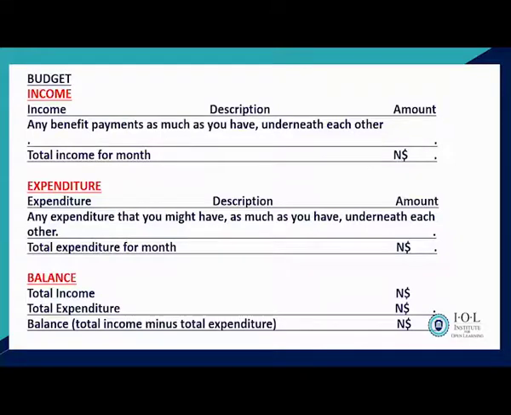Then you have to balance the two above. You put down the total income of the month, you put down the total expenditure of the month, and then as a balance, you take the total income minus the total expenditure, and that is what you will have left for savings.